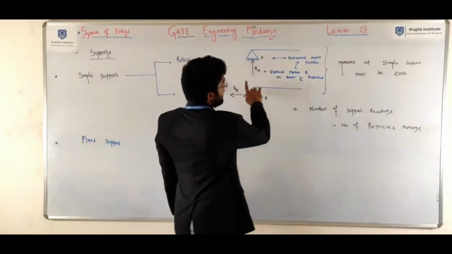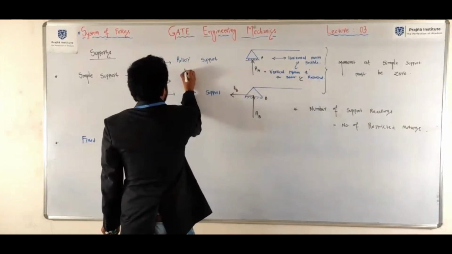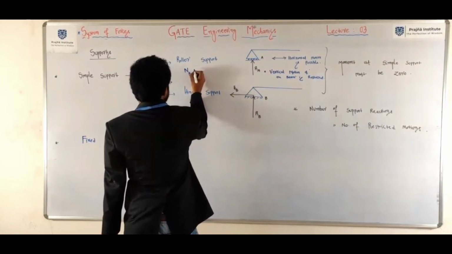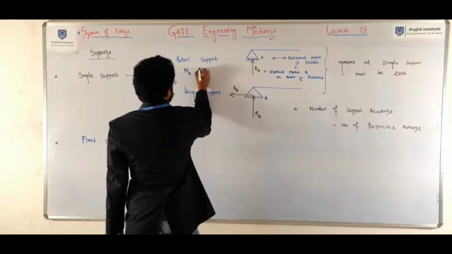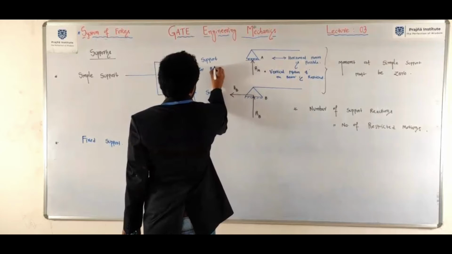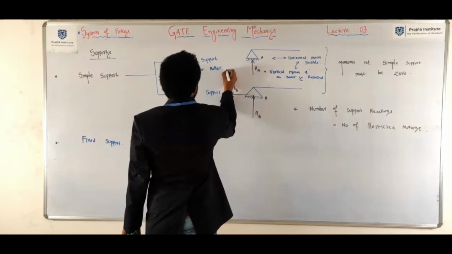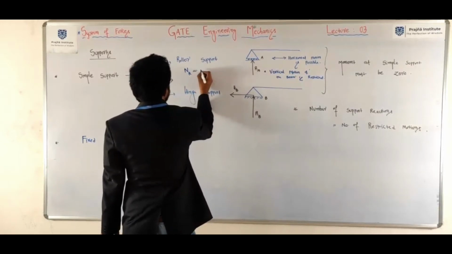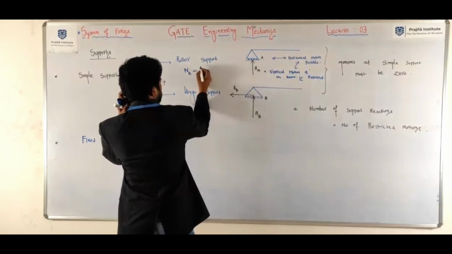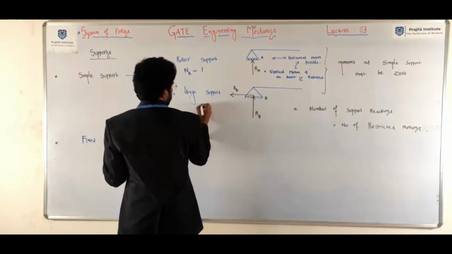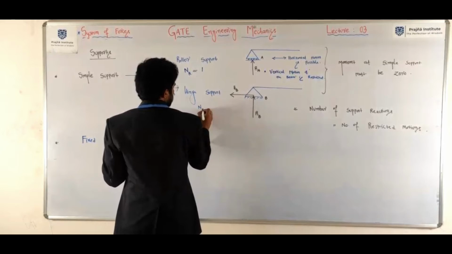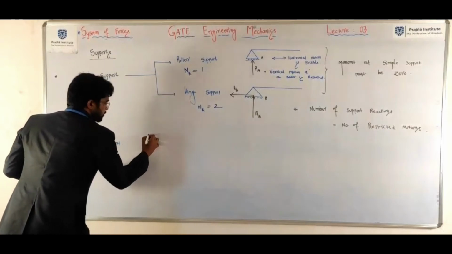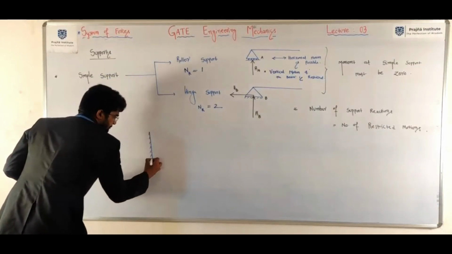Okay. Next, number of support reactions here. Number of reactions at the roller support. You can write in a different way. Number of reactions here, tell me. Number of reactions for the roller support. One. Number of reactions for the hinge support, here it is 2. Now, fixed support in a sense, this is the fixed support.